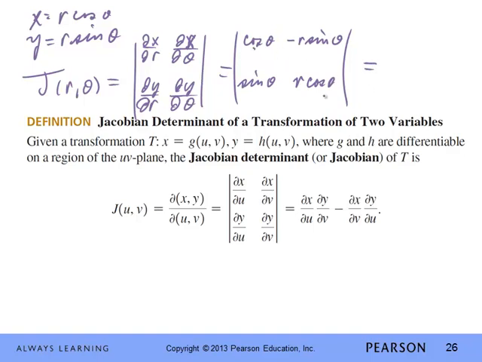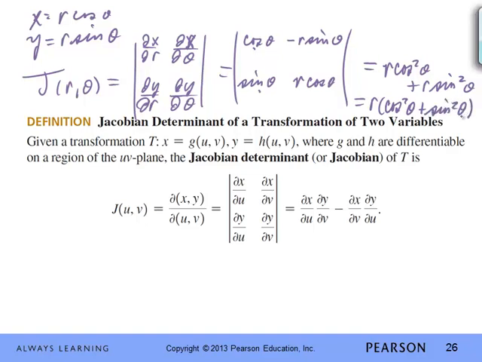You're going to have cosine theta times r cosine theta, that's r cosine squared theta. And then minus sine theta times negative r sine theta, so that'll give you plus r sine squared theta. Factor out the r, so you have r times cosine squared theta plus sine squared theta. Of course, that's r times 1, so that gives you r. So r would be the Jacobian for that transformation between the x and y coordinates and the polar coordinates. No surprise there. Now you see where it comes from.